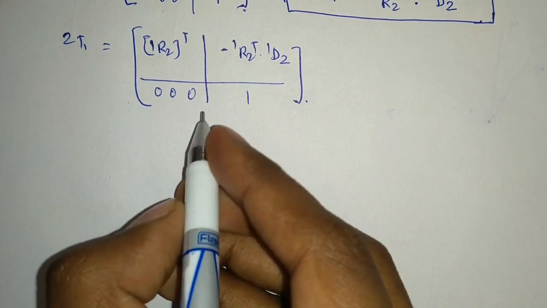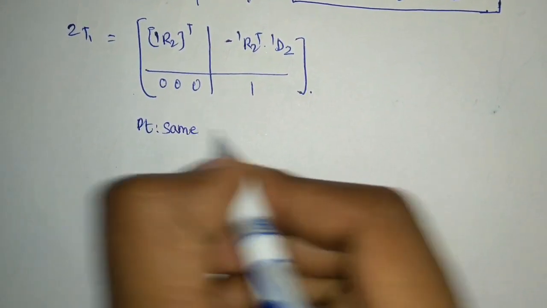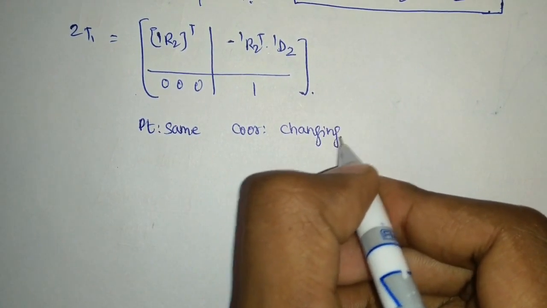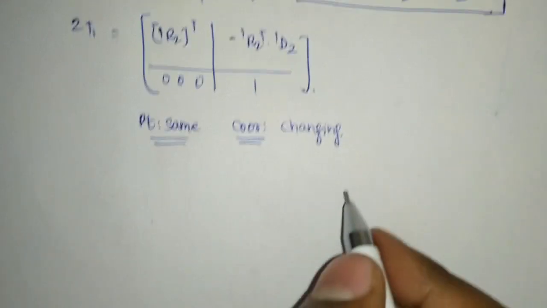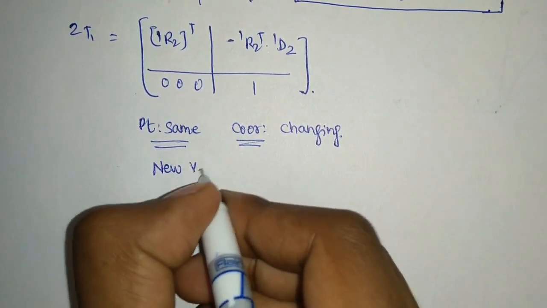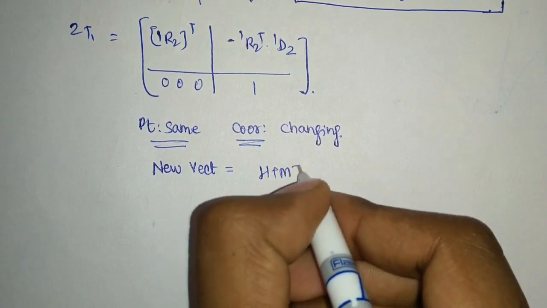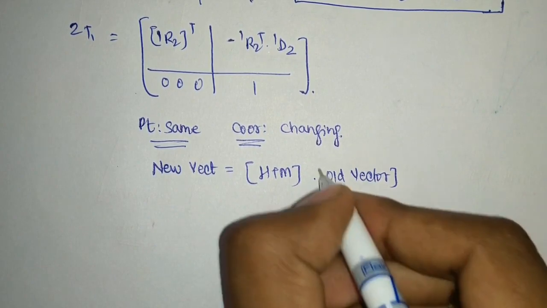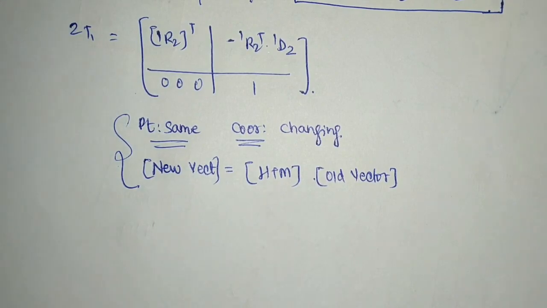That was the case where the point is at the same location and the coordinate system was changing. Now if the coordinate system is the same and my point changes, meaning the vector definition shall change, then I can have my new vector equal to my HTM matrix into my old vector. We'll see examples and then the application of the homogeneous transformation matrix.